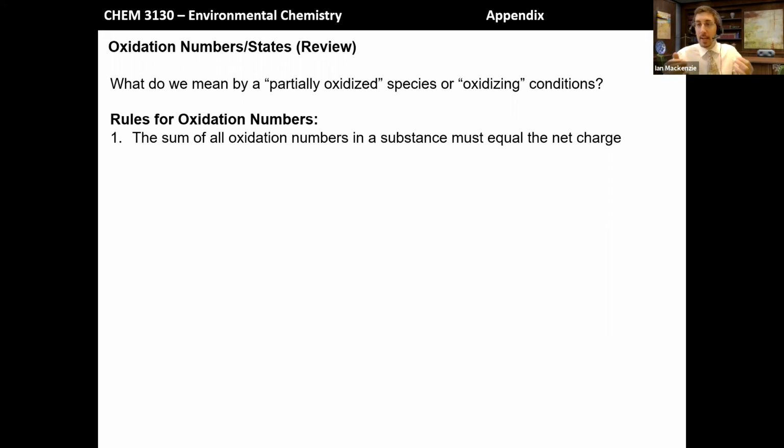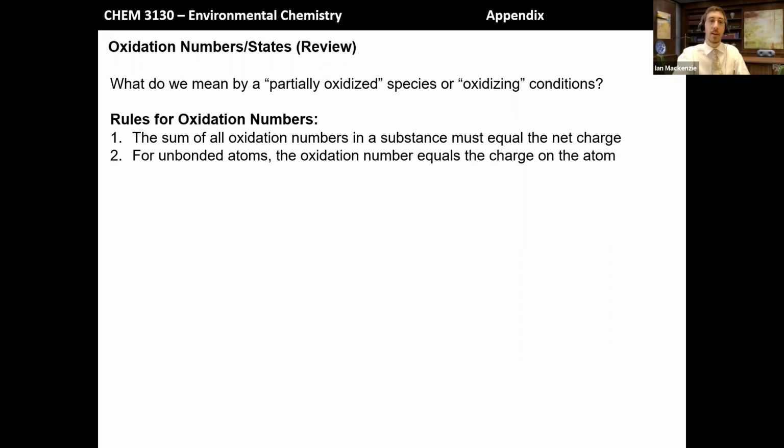Back here again, the first rule is that the sum of all the oxidation numbers in a substance must equal the net charge. So if it's a neutral compound, they all have to add to 0. If it's an ion, they have to add to the ion charge. The second rule is that for unbonded atoms, the oxidation number equals the charge on the atom. So for the potassium ion, K+, the oxidation number is +1. For a neutral oxygen atom, the oxidation number is 0. For Fe3+, it would be +3, and for the O2- anion, the oxidation number for oxygen would be -2.